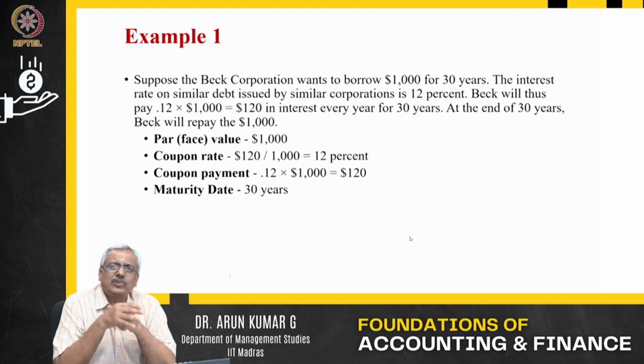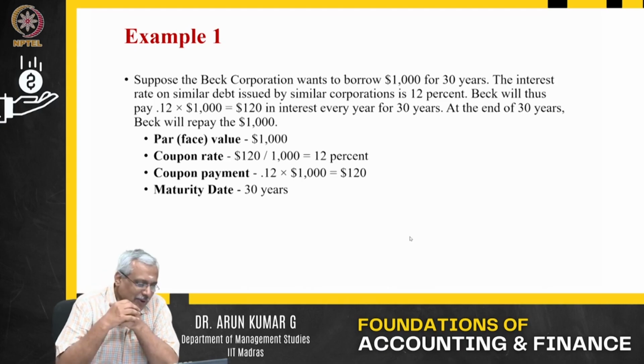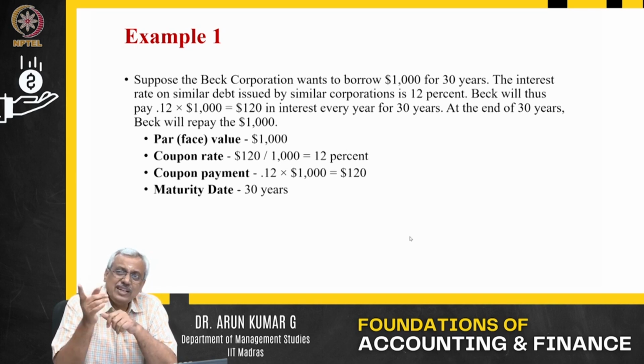We take an example also, and I will try to explain all these things. Supposing a big corporation wants to borrow $1,000 for 30 years. They are issuing a bond for $1,000. The bond is denominated as a $1,000 bond. So the face value of the bond is $1,000. What is the tenure of the bond? 30 years. That is the tenure of the bond.